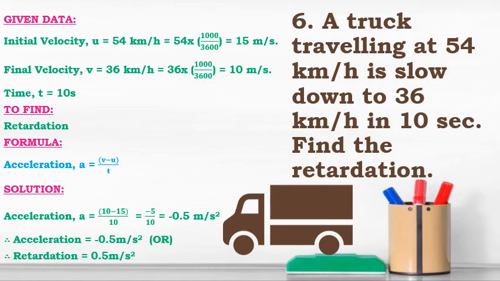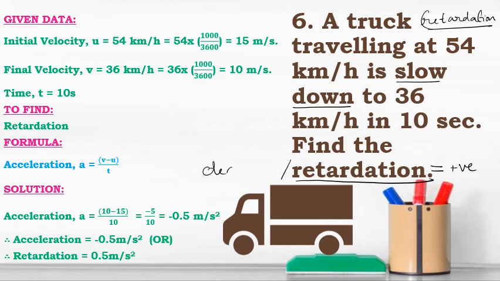Let's look at the next question. A truck traveling at 54 km per hour is slowing down. That means we are talking about deceleration, or negative acceleration, or retardation. They are asking us to find the retardation. You should be very careful while writing the answer. If you write it in terms of retardation or deceleration, you should write the answer only as positive.